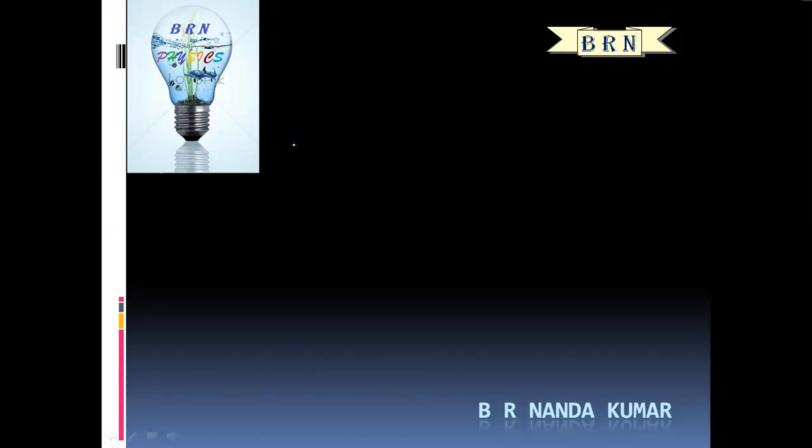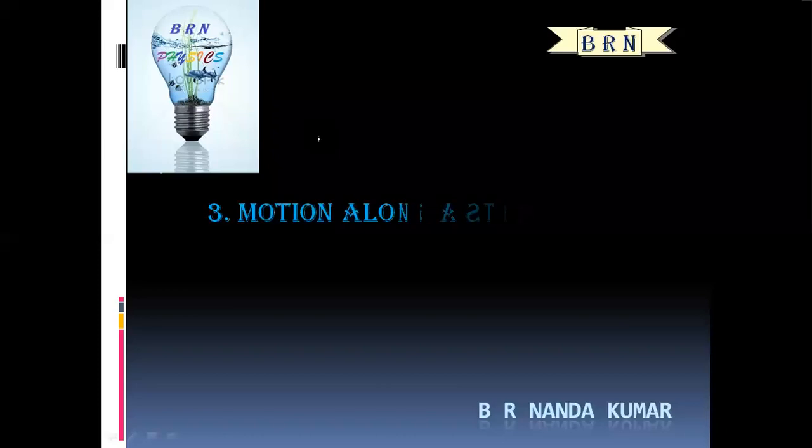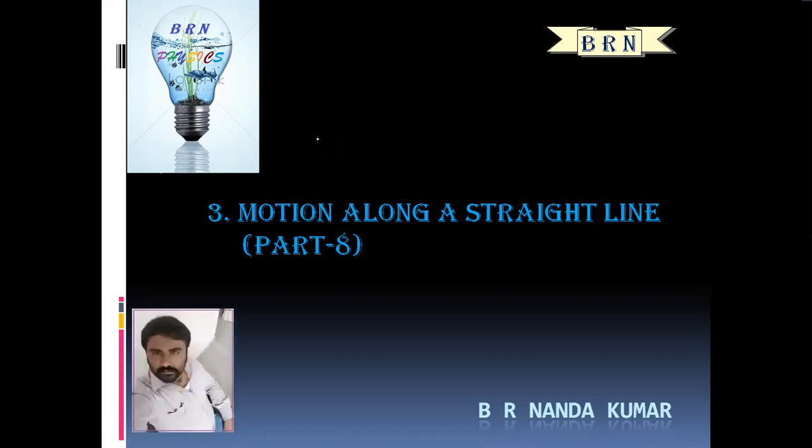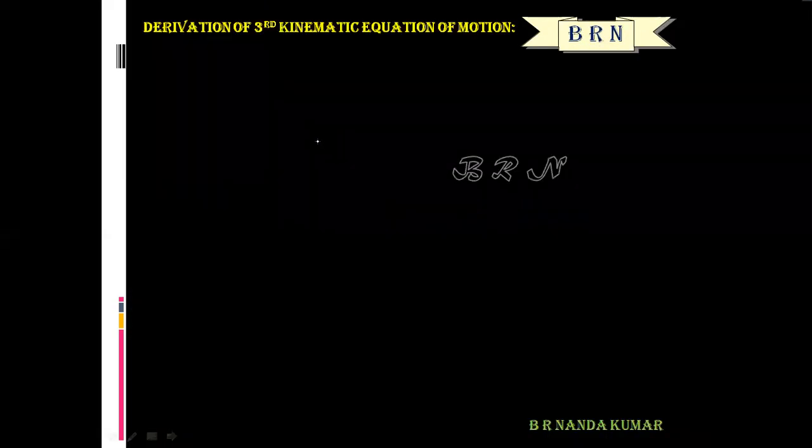In the previous class, we have studied two kinematic equations of motion. Number one, v is equal to v naught plus at, and the second one, x is equal to v naught t plus half a t squared, right? So this is motion along a straight line. Okay, let's start today's class.